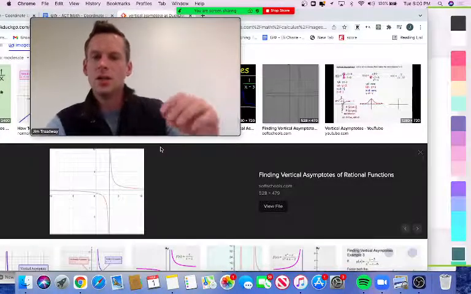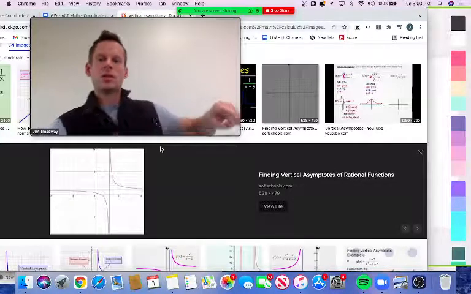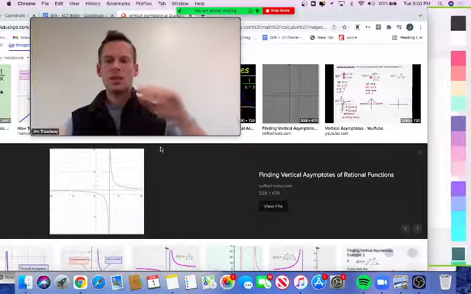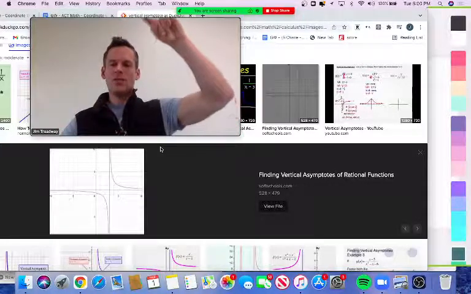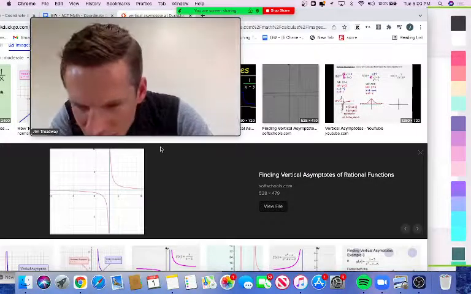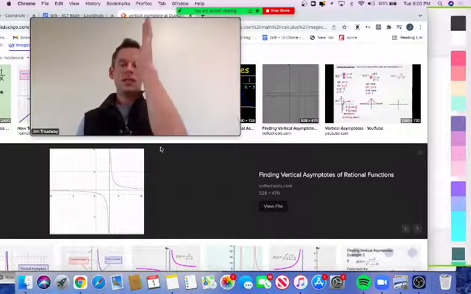Right here, if you look at the bottom there, the red is the function, and it's got a vertical asymptote. You'll notice the graph will never touch where that vertical line is, and that vertical line is the asymptote. And it looks like it is there at x equals 3. So that graph will never touch x equals 3.